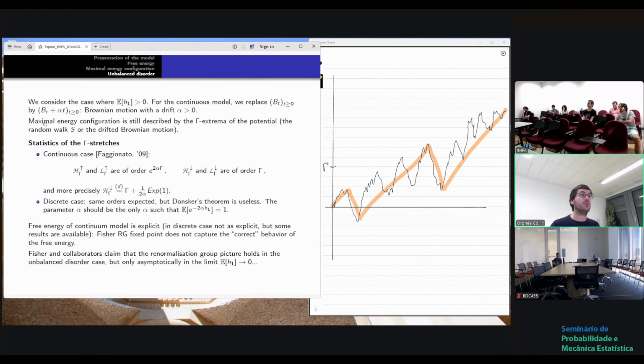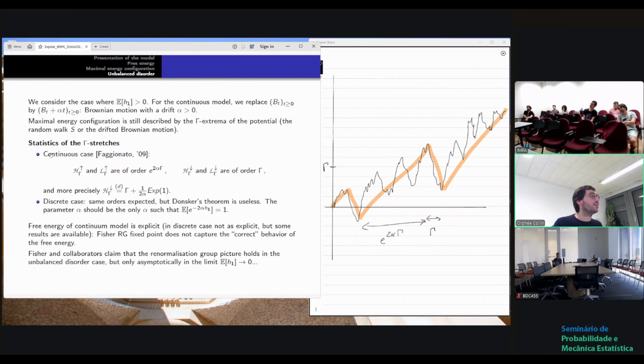In fact, your gamma stretches will be quite different. There's a bias towards plus. So these will be very large, in fact, exponential 2 alpha gamma. And the descending stretches will be much rarer. So it's still relevant to consider this configuration because it still maximizes the Hamiltonian. But it won't be true that... Let me just take some time.